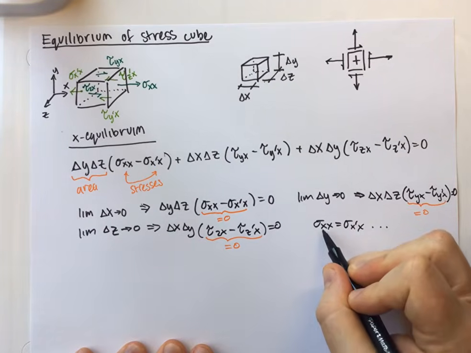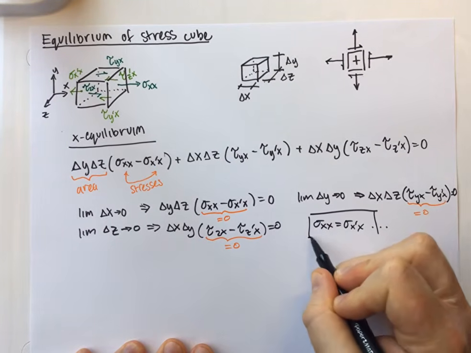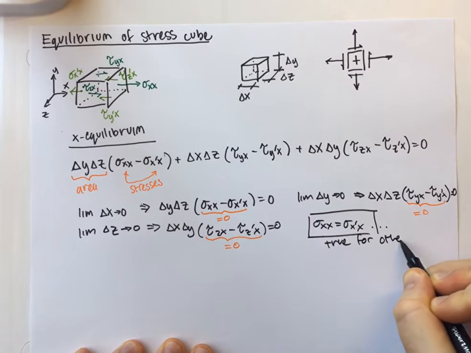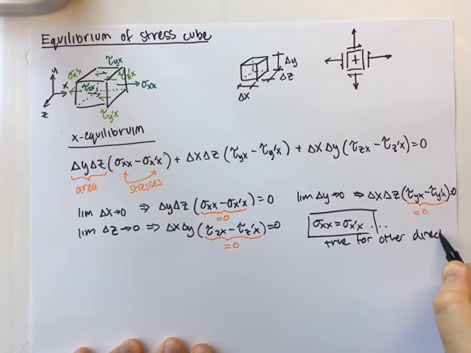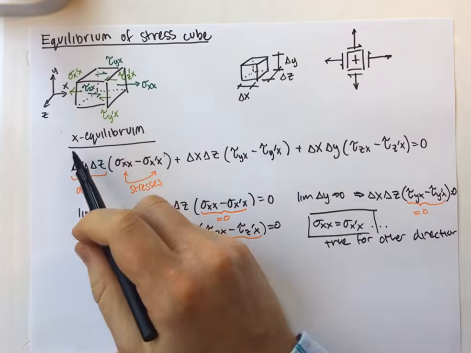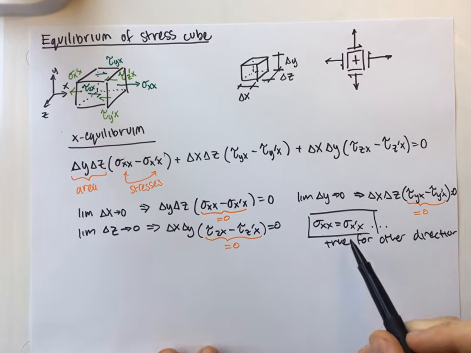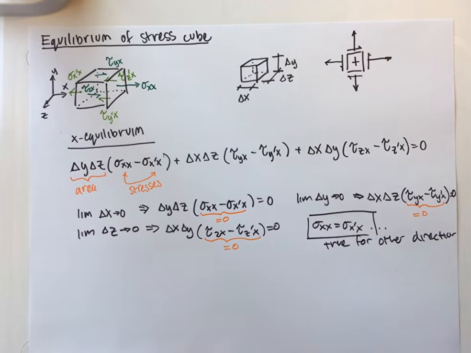And so this is important. This is true for other directions as well. So we can do this same process in the y direction and in the z direction. What you'll find out is that while we started with 18 independent components, we're now down to 9 independent components because everything on the back side is equal to everything on the front side.